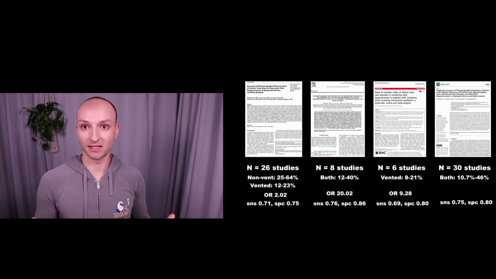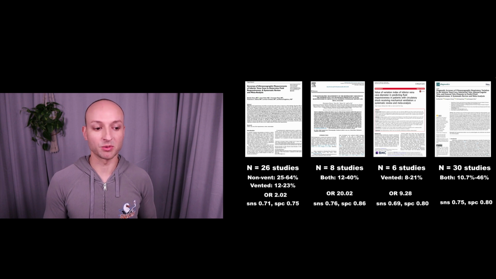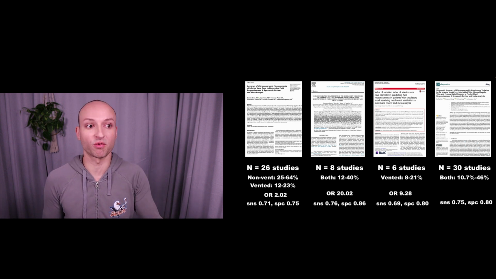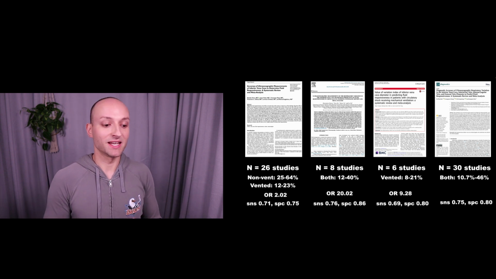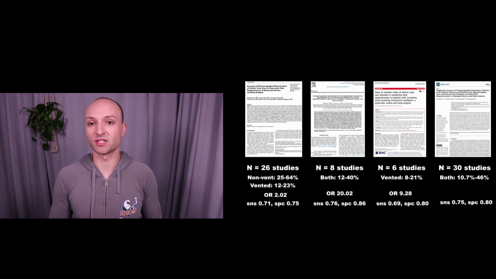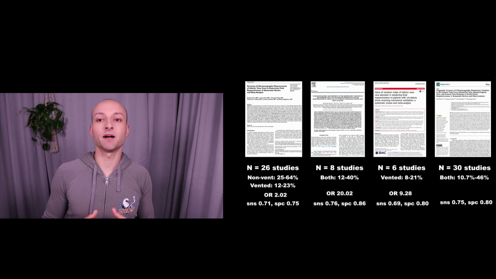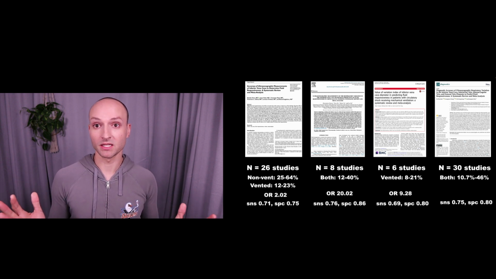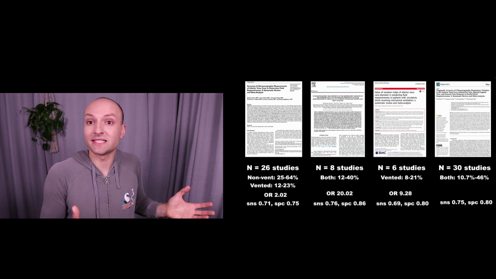In mechanically ventilated patients, the number varied between 8 and 21%. It's a huge, broad range. It's kind of crazy. But it did show a great odds ratio for predicting volume responsiveness, 9.28. Now, if we look at all these other odds ratios, all these other sensitivities, they're not amazing, right? They're not 100% sensitive or 100% specific, but the numbers are decent, right?